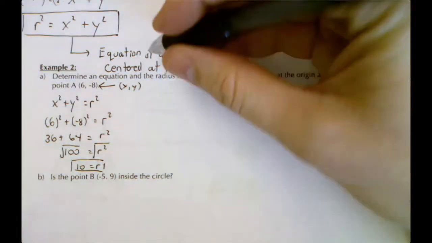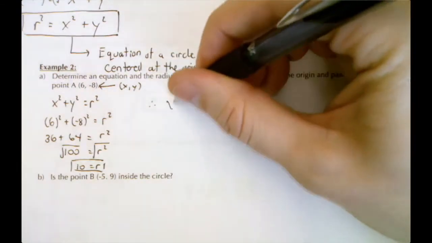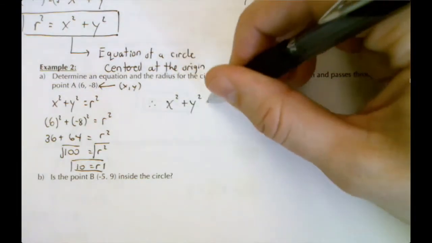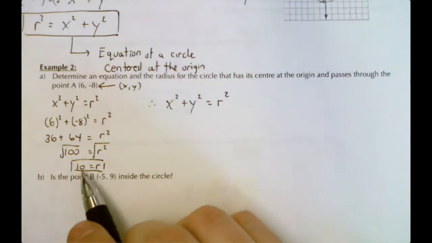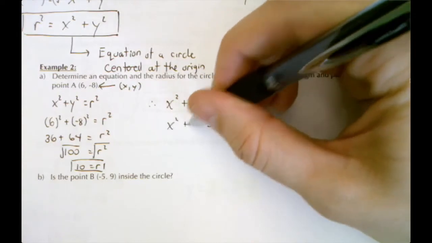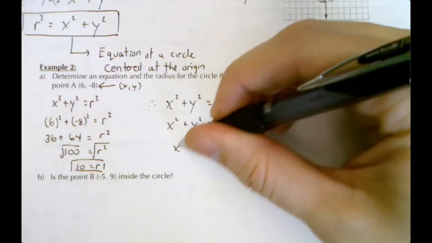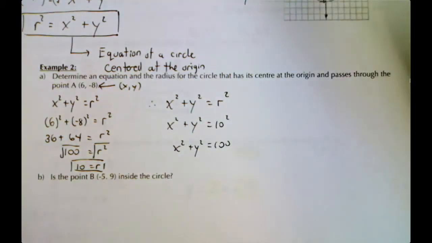Once you know the radius, you can write the equation of a circle. X squared plus y squared equals r squared. We know r is 10. X squared plus y squared equals 10 squared, and 10 squared is 100. And there's the equation of our circle.